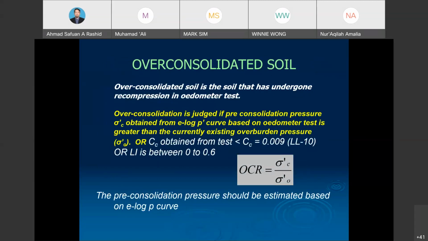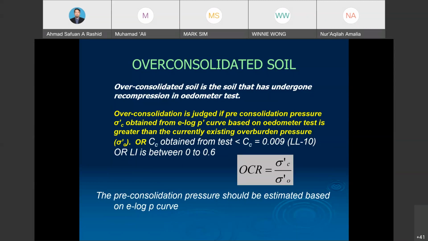So now we look at the over consolidated soil. This over consolidated soil is related to the pre-consolidation pressure applied on the soil before we carry out any construction activities. Over-consolidated soil is the soil that has undergone recompression in the odometer test, that is, under the odometer conditions.